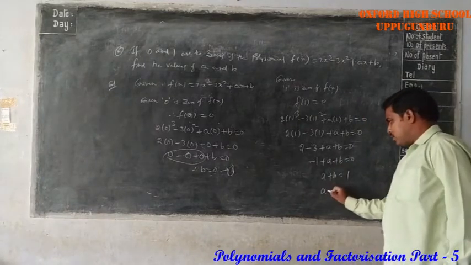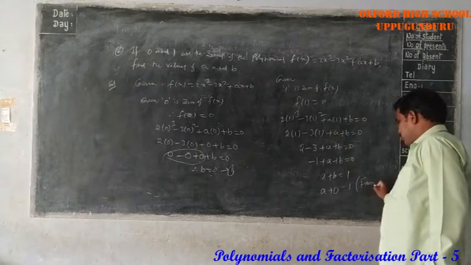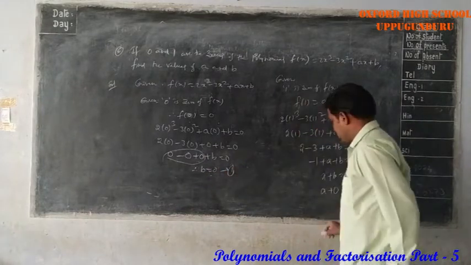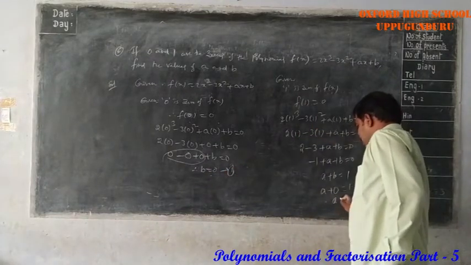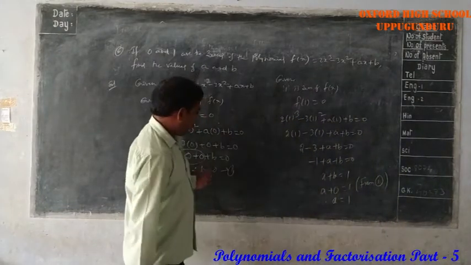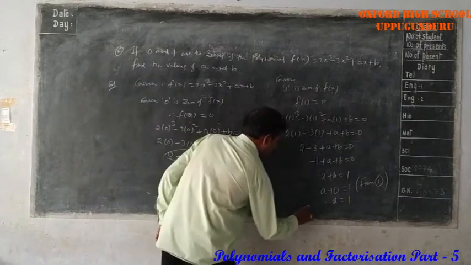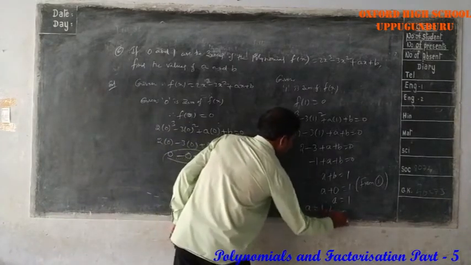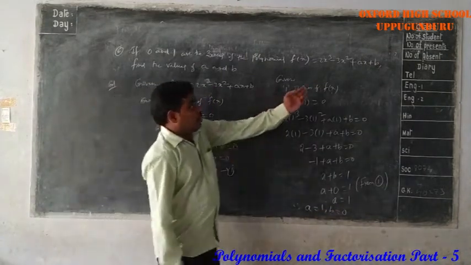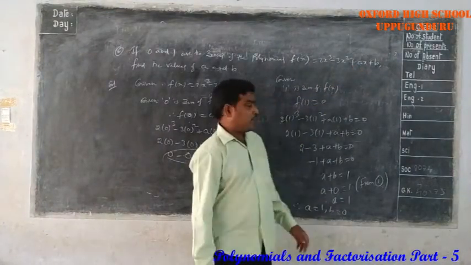A plus 0 equal to 1. Why am I taking 0? From the first condition, b value is 0. Therefore, a equal to 1. So here we are getting b value 0, a value 1. Therefore, a equal to 1, b equal to 0. So in this way you can find the unknown quantities a and b.